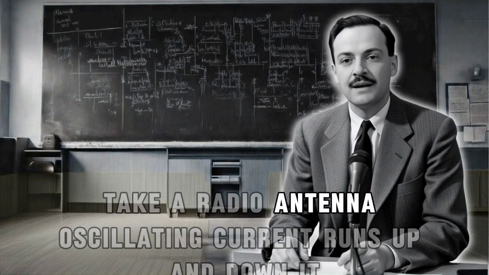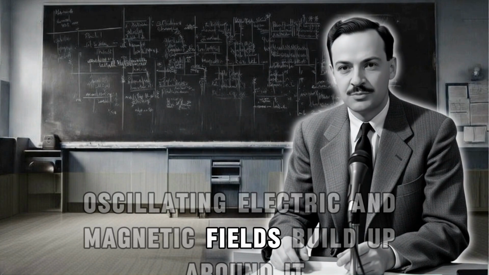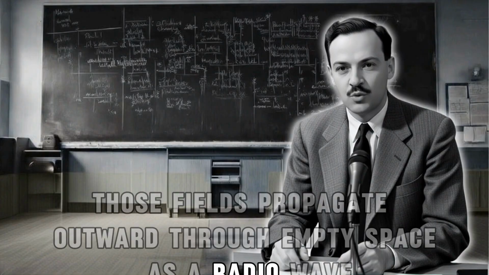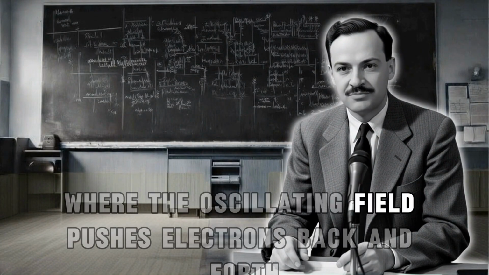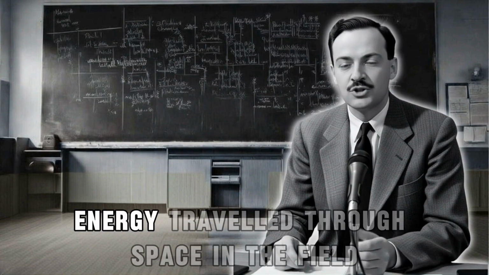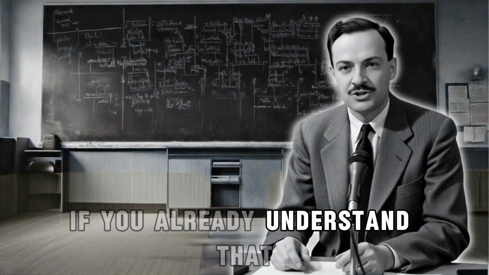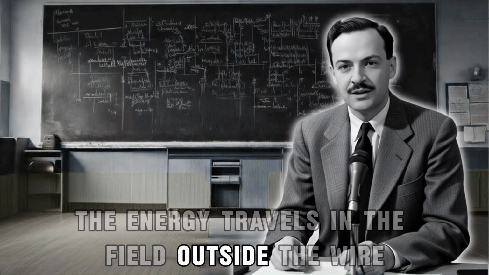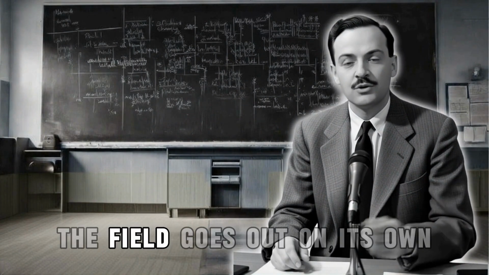Take a radio antenna. Oscillating current runs up and down it. Oscillating electric and magnetic fields build up around it. Those fields propagate outward through empty space as a radio wave, carrying energy miles away to a receiving antenna, where the oscillating field pushes electrons back and forth, recreating the original signal. Energy traveled through space in the field with no wire connecting the two endpoints. If you already understand that even in a simple battery and bulb circuit the energy travels in the field outside the wire, then radio is just the natural next step. The training wheels come off. The field goes out on its own.